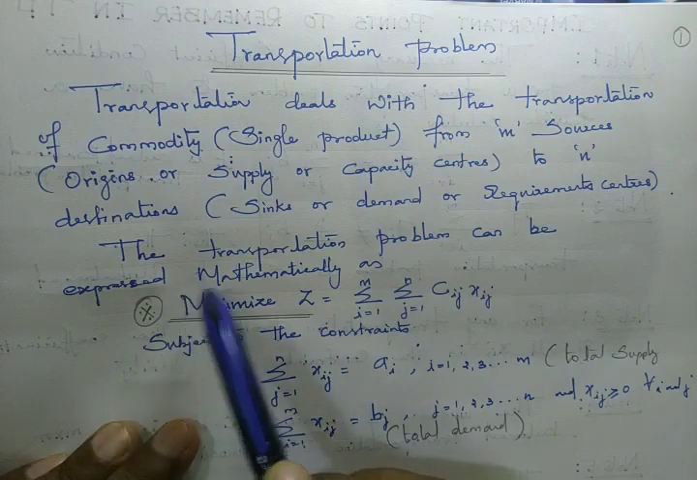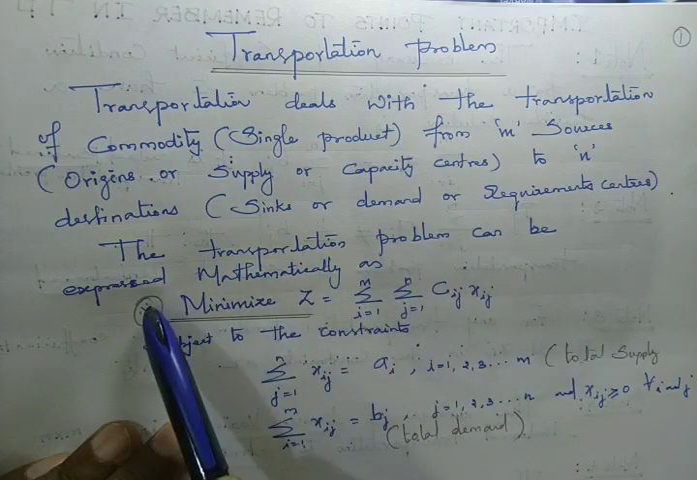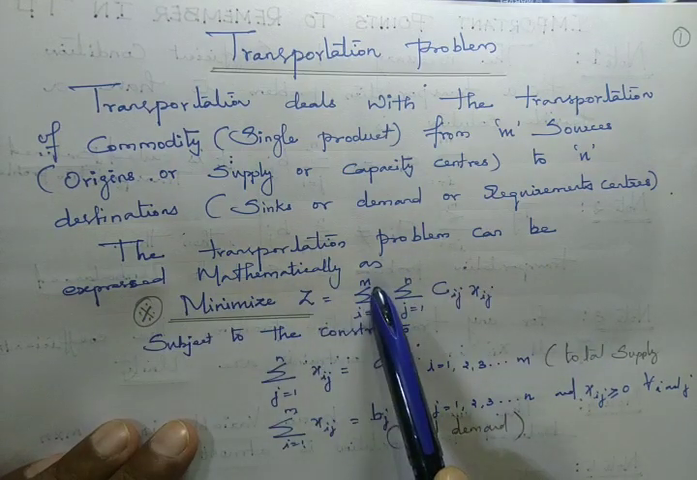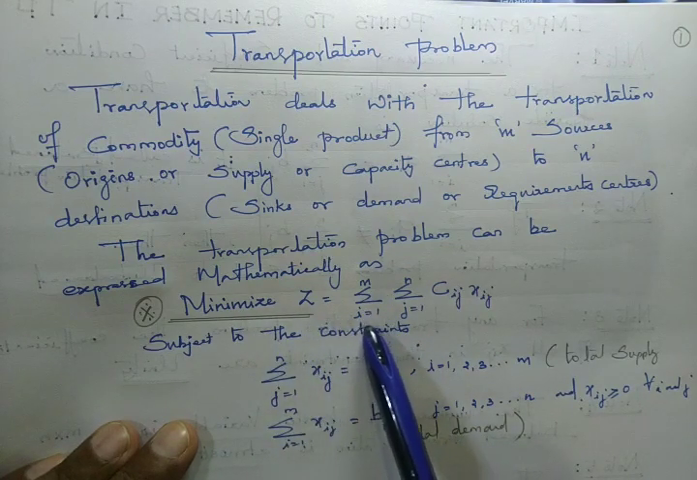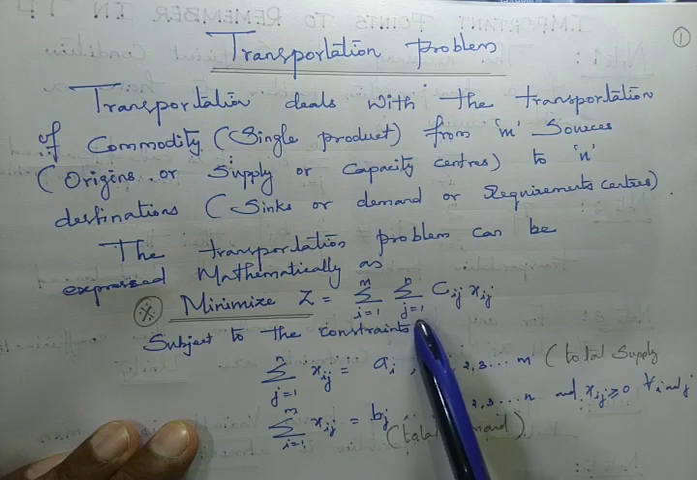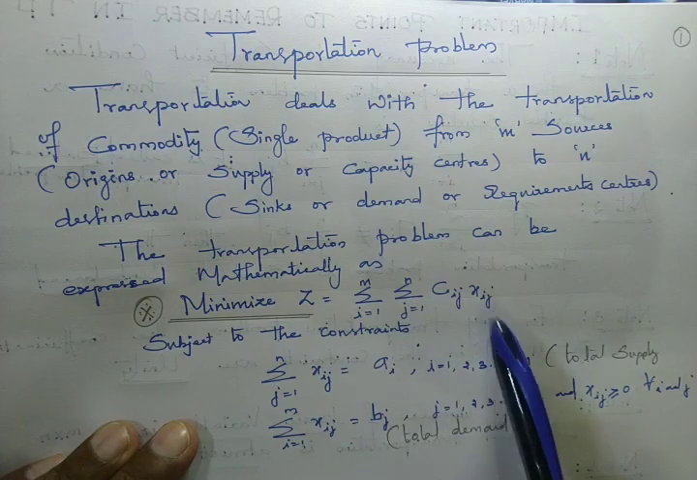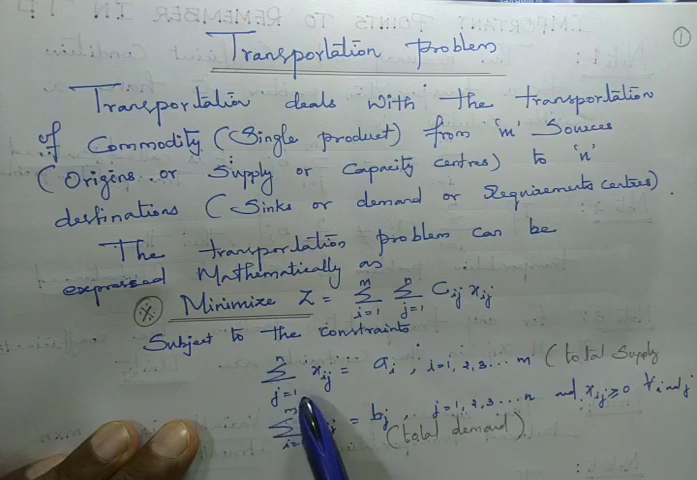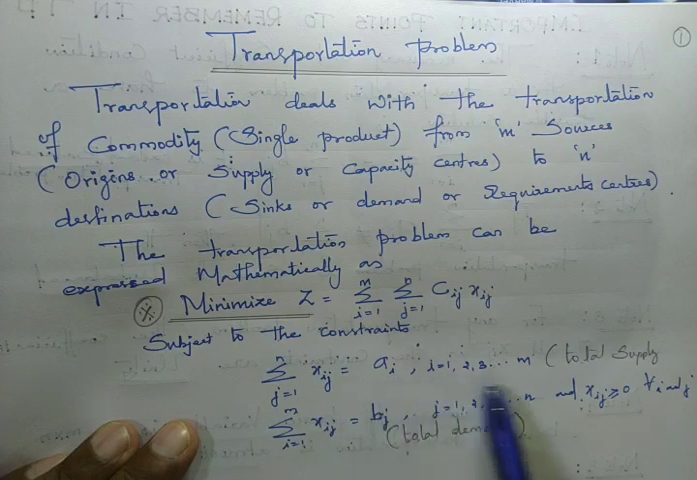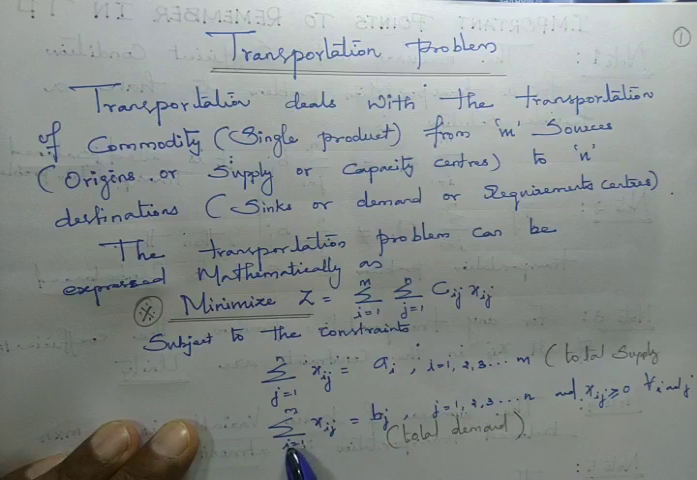In general, the transportation problem can be expressed mathematically as: minimize Z equal to the summation of i equal to 1 to m, summation of j equal to 1 to n, cij xij, subject to the constraints summation of j equal to 1 to n, xij equal to ai, which indicates supply, and summation of i equal to 1 to m, xij equal to bj, which indicates demand, total demand and total supply.